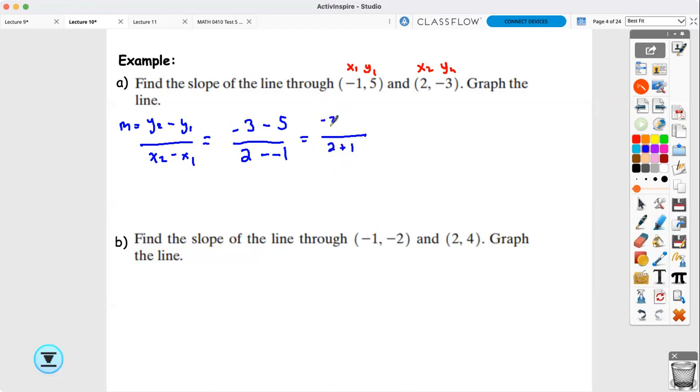And it'll be -3 minus 5, which simplifies to what? Well, -3 minus 5 is -8. 2 plus 1 is 3. So we have m equals -8 over 3. Now it's a negative slope, so what kind of line is that gonna be? Upward or downward?